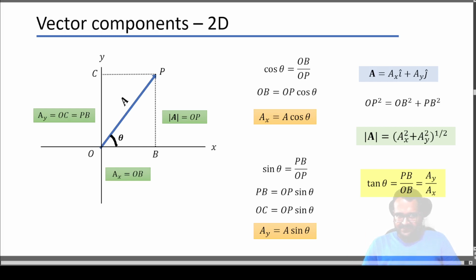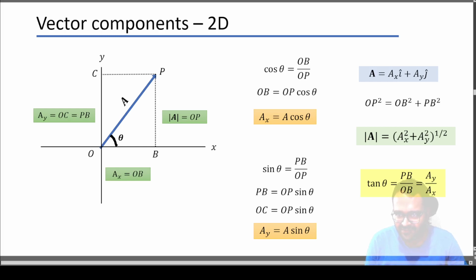The angle tan theta is PB by OB. It's geometry. Just visualize in terms of simple geometry. Tan theta is PB by OB. It's nothing but AY by AX. So this whole slide is actually very basic geometry. If you're not understanding the geometry, you're not understanding the trigonometry actually.